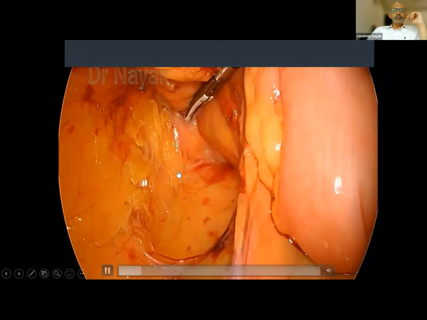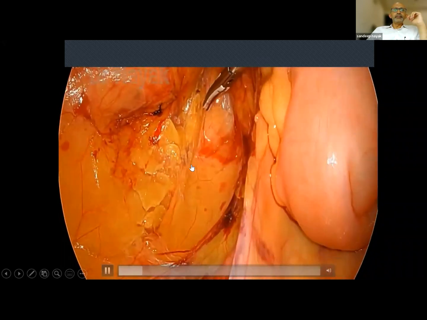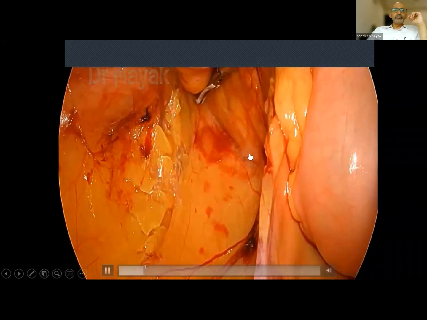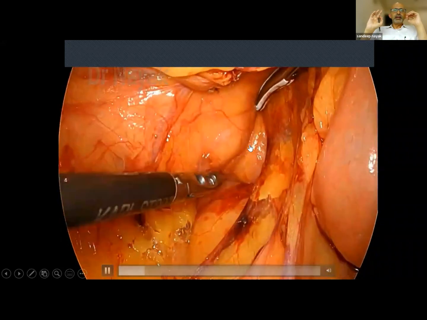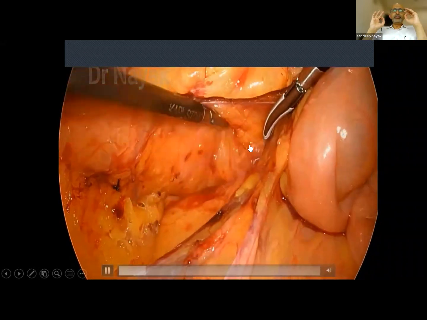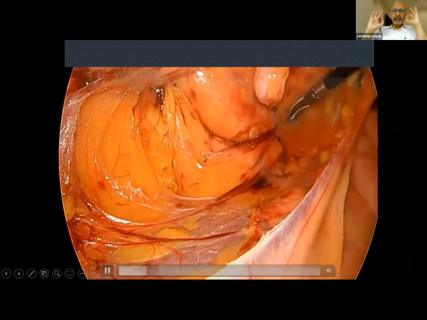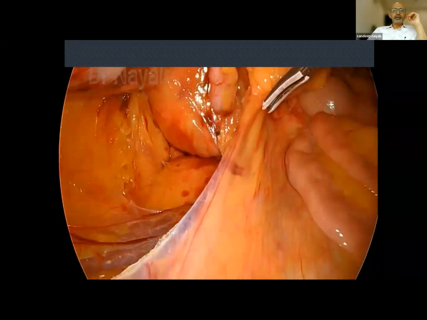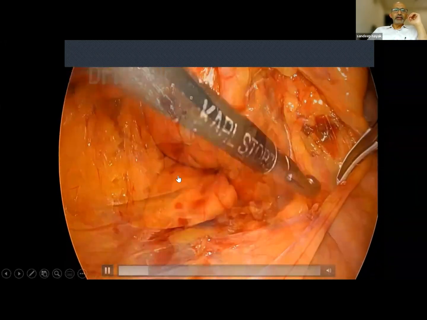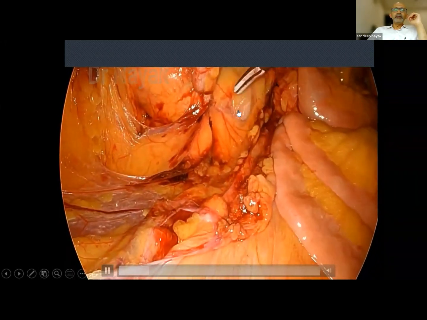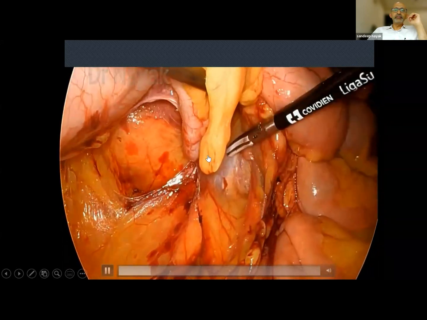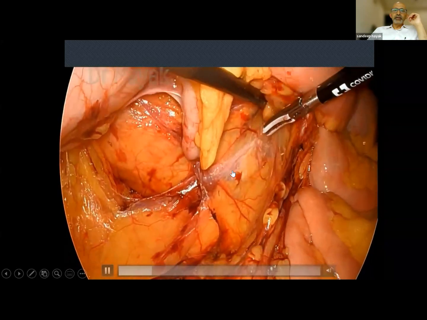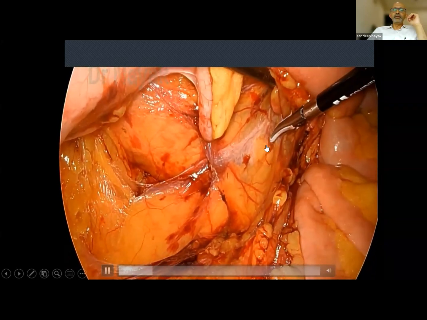as you go up, you will see the Gerota's fascia here. Toldt's fascia, though anatomically defined, you will never see as a clear-cut fascia over here. So what is important is to see that the Gerota's fascia is left behind. This is Gerota's, which you can see as a clear white layer. This is Gerota's fascia.